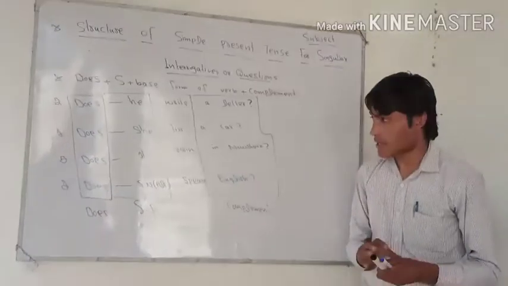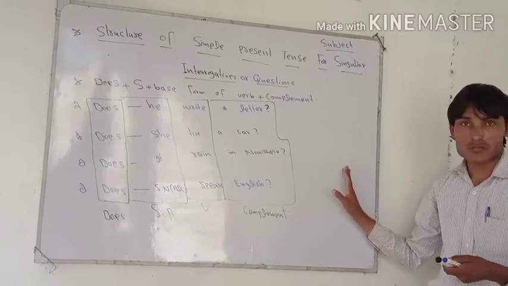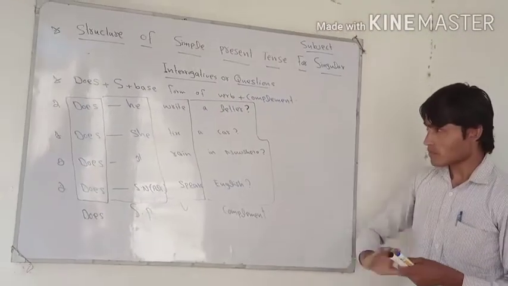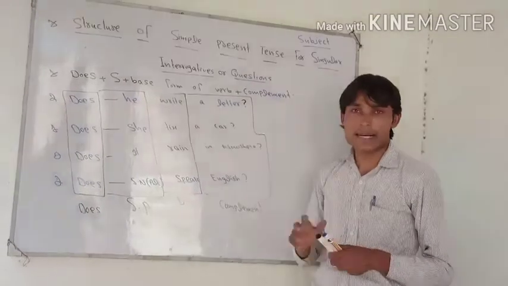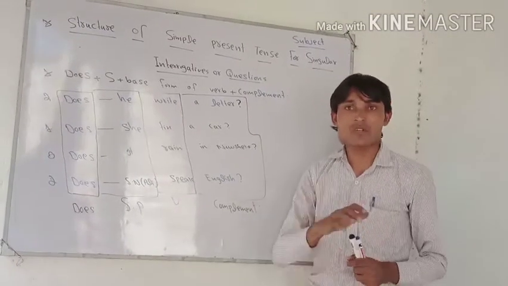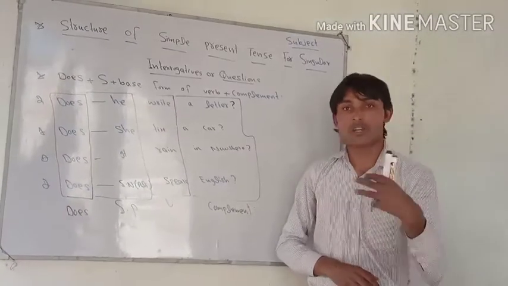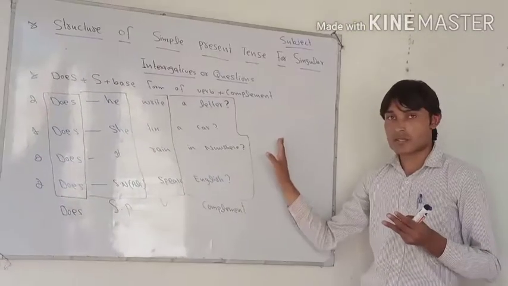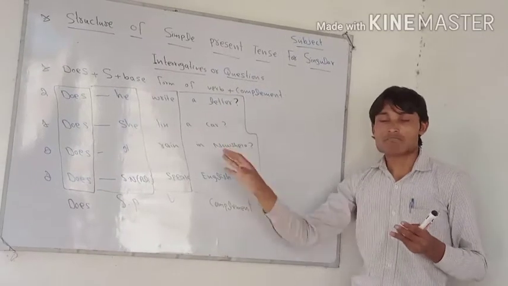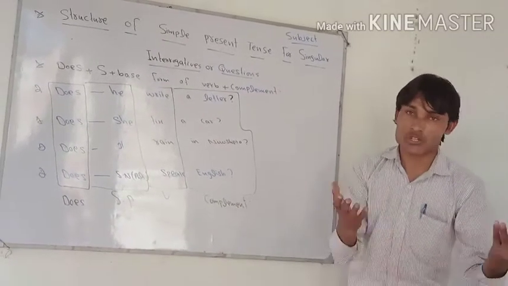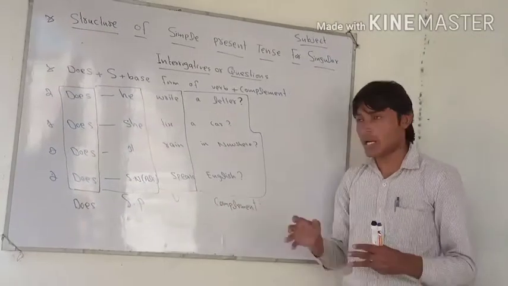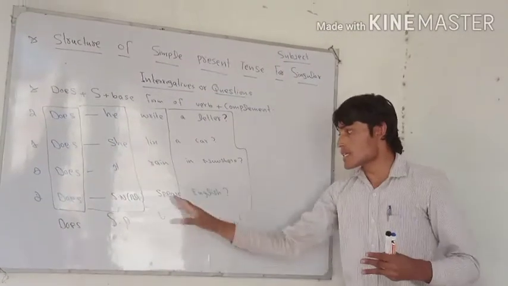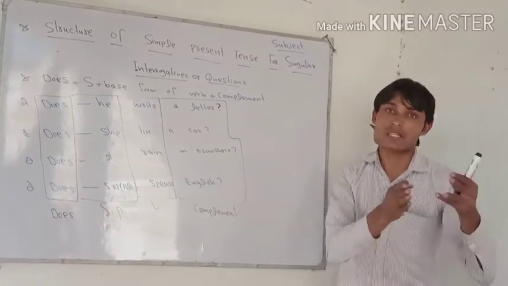Yes, short answers to these questions are also possible. It depends upon the speaker or listener. For example, I say, does he write a letter? There is a possibility of, yes he does, or no he doesn't. If we talk about she, does she fix a car? If she fixes the car, yes she does. If not, no she doesn't. For does it rain in Nowshera, yes it does or no it doesn't. For does Ahmad speak English, yes he does, no he doesn't.